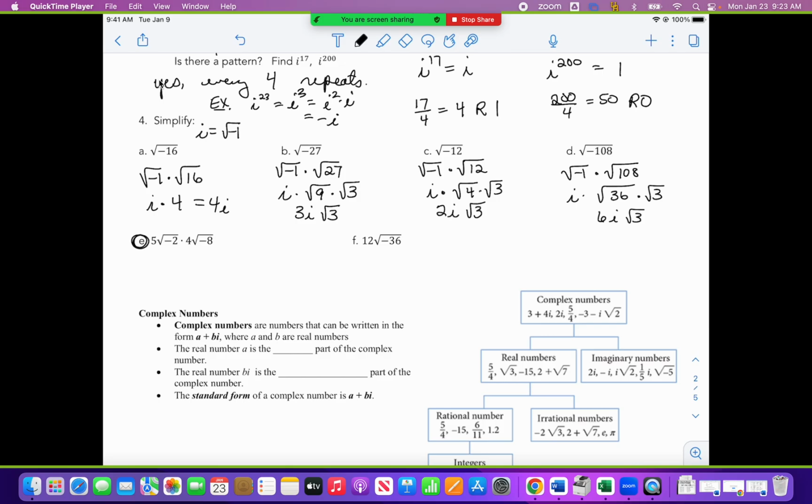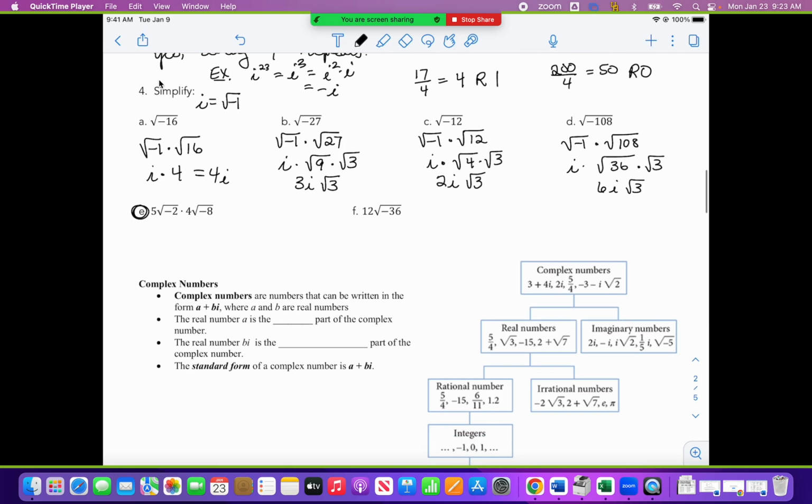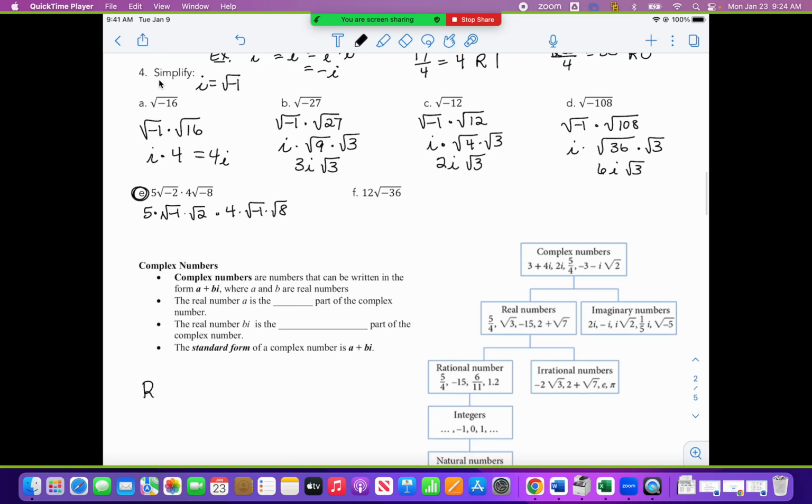All right, so now letter E. Here's where it can get a little tricky. This is 5 times square root negative 1 times square root 2, times square root negative 1 times square root 8. So I need you to be hearing me. The product property for radicals does not work for negatives. Let me put this underneath here. Recall: the square root of a times the square root of b equals the square root of a times b only if a is positive and b is positive.